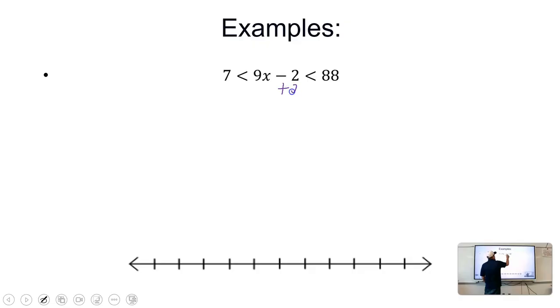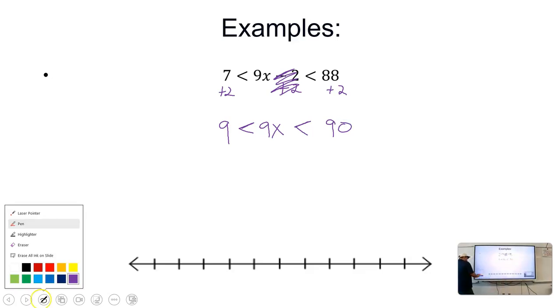So first, we're going to add 2 to everything. Negative 2 plus 2 disappears because it's a 0. 7 plus 2 is 9. It's less than 9x is less than 88 plus 2 is 90.